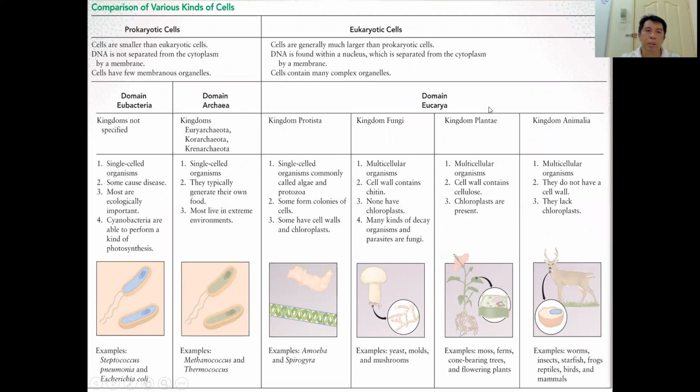This table shows you a summary of the prokaryotic cell and eukaryotic cells. For example, the kingdoms Protista, Fungi, Plantae, and Animalia, I think you already studied in SPM. These four kingdoms are categorized in the eukaryotic cell, or domain Eukarya. Then what we studied last time is the bacteria. This is the bacteria here. Archaea is not in our syllabus.